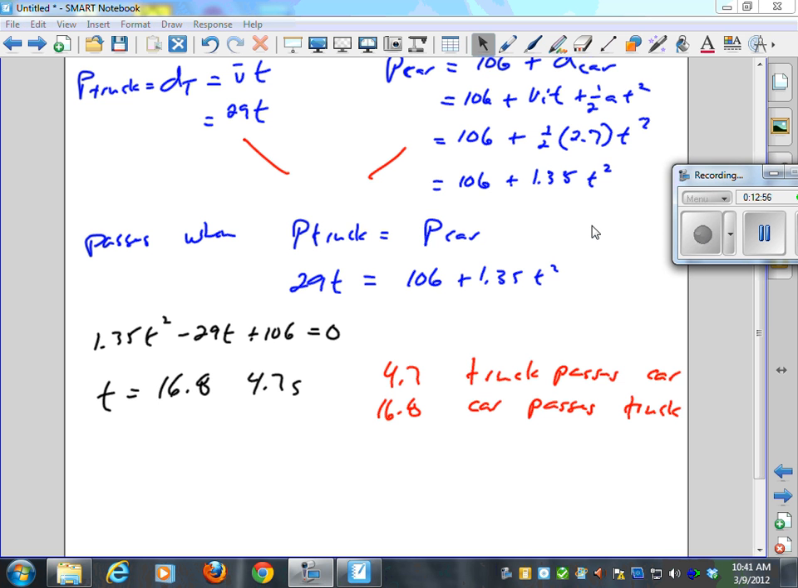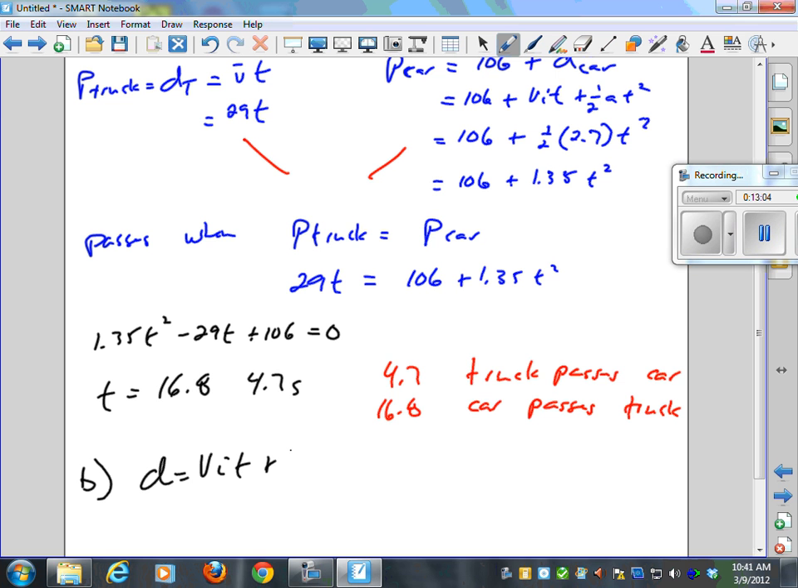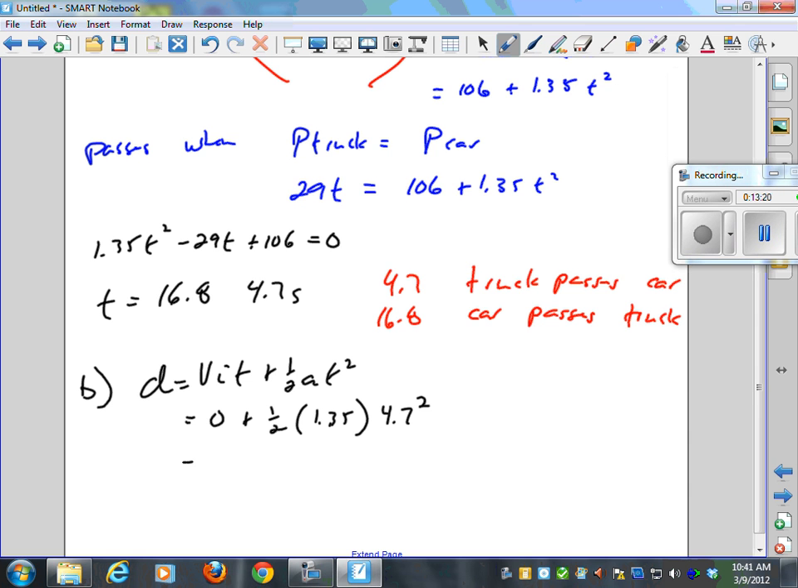Okay, so part B. How far will the car have traveled? d equals v_i t plus 1/2 a t squared. 0 plus 1/2 of 1.35, my time is 4.7, and you get 29.8 meters.